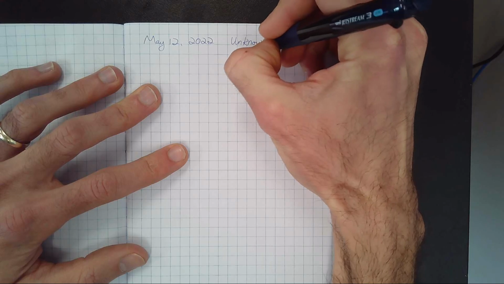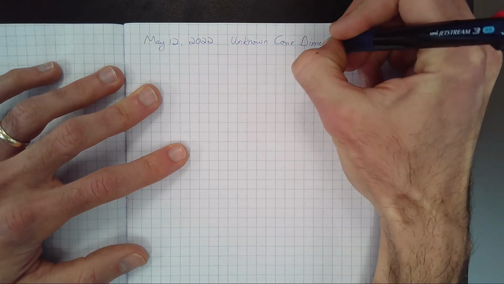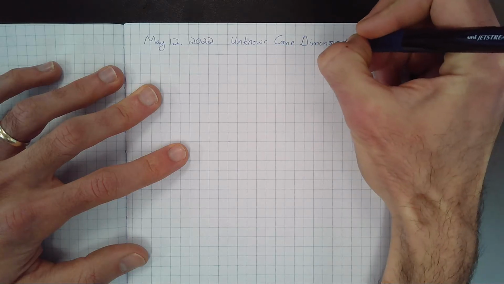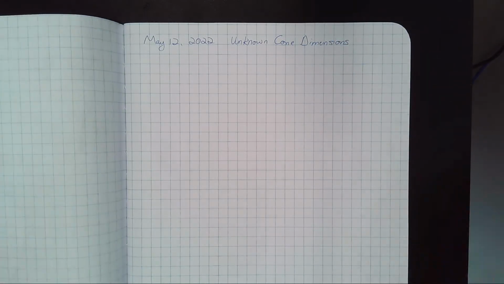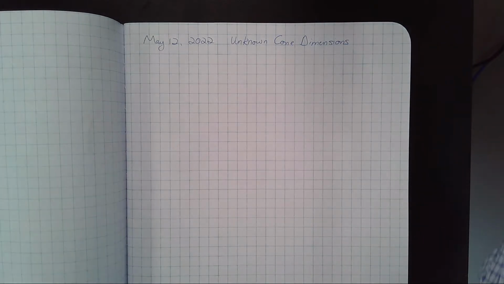Unknown cone dimensions. So previously, we've been solving for the volume of cones, but what if you're told the volume and you have to find some other dimension? We're going to start with an example cone right now. Let's zoom in so we can draw it and just get a rough sketch.